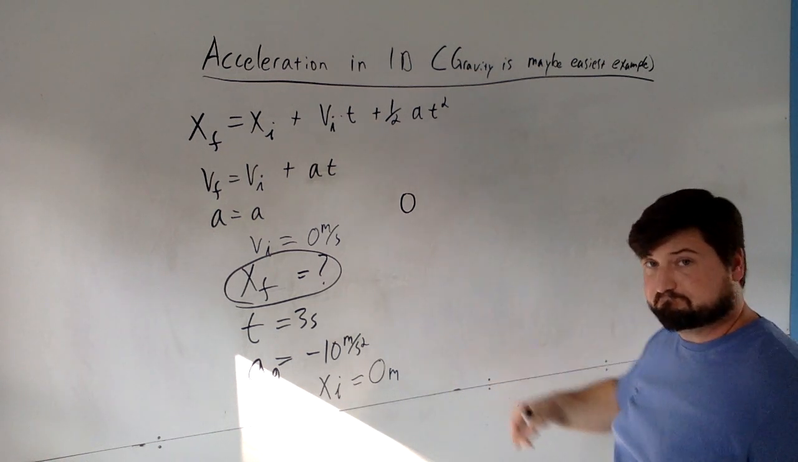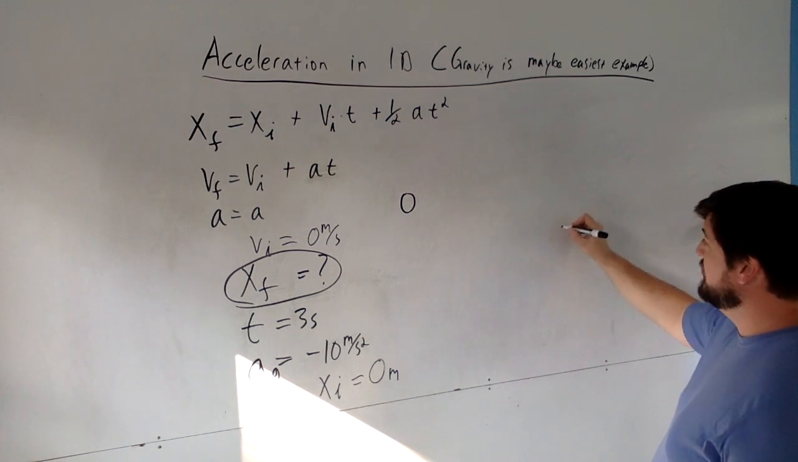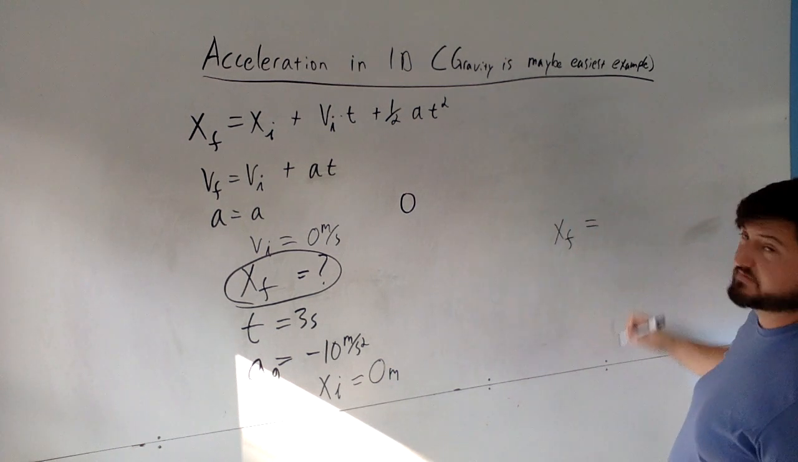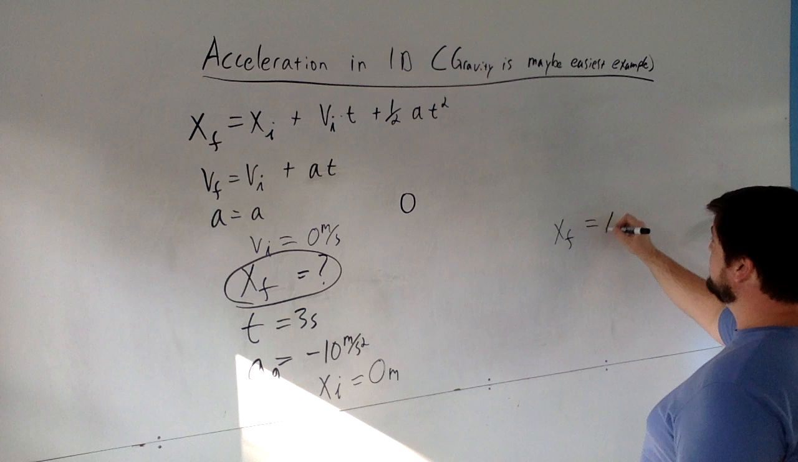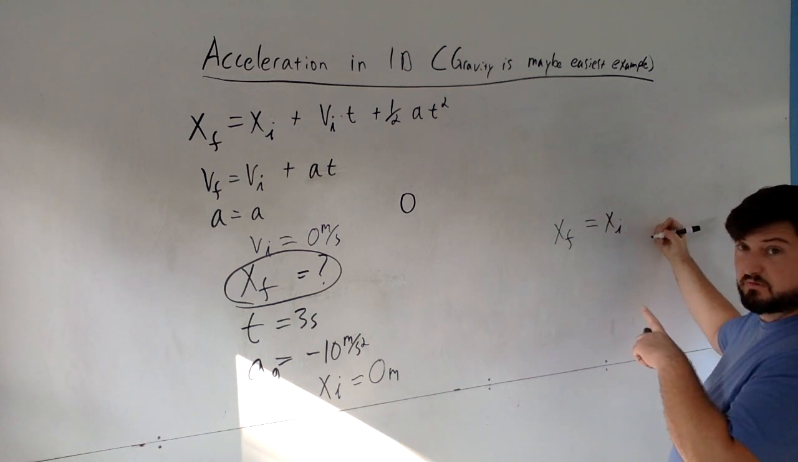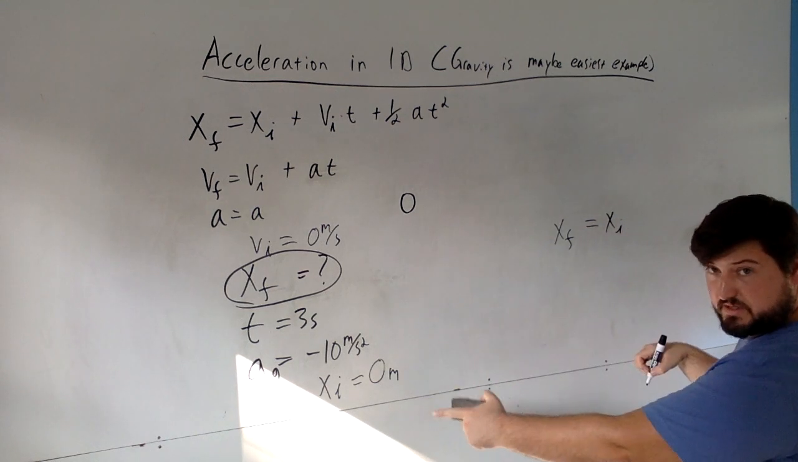This one, right? So let's plug it in. We want to know x final. That's the variable we want to get. We've got our equation, and again, I'm going to write it out, right? And also, I've labeled everything out, right?